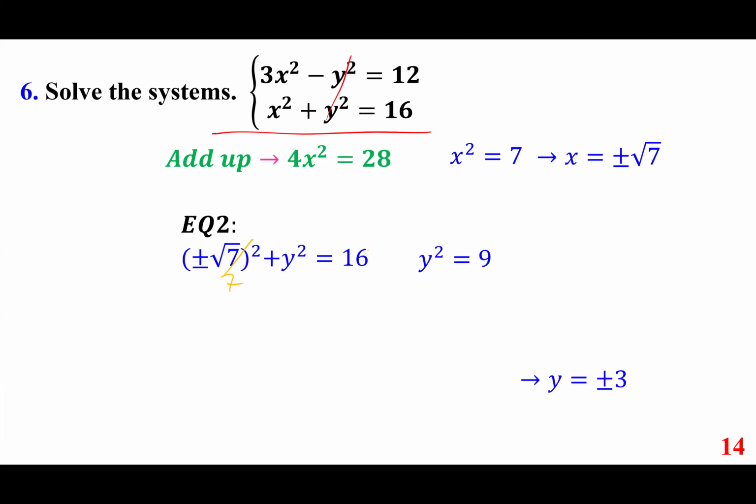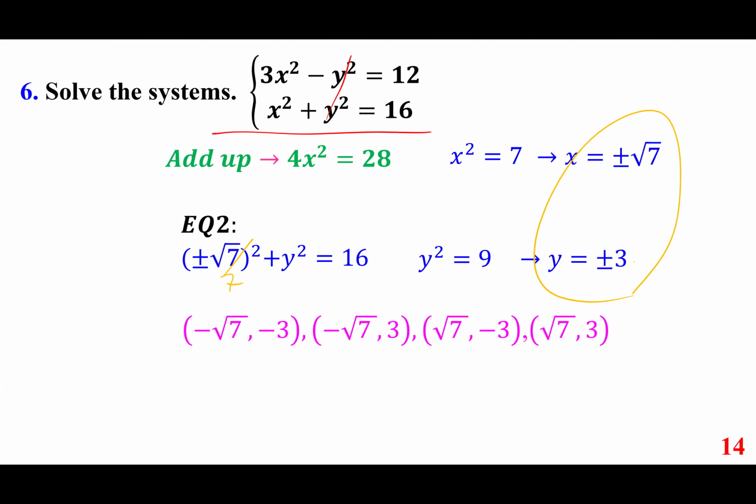And I hope you see that this means 4 solutions. They are both negative, or one of them is negative, or both positive. Minus square root of 7, minus 3; minus square root of 7, 3; square root of 7, minus 3; square root of 7, 3. And you have to check. Now, how do you check that? We use the equation 2. You have to check it with equation 1.